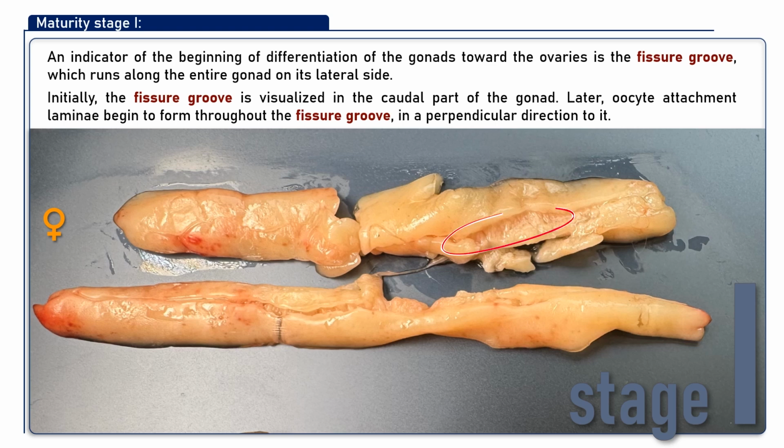By the end of the stage, the formation of ovipositor plates on which the oogonia are located begins throughout the furrow, in a perpendicular direction to it. Future eggs are transparent, irregularly angular in shape, tightly adhering to each other at the edge of the ovipositor plates.